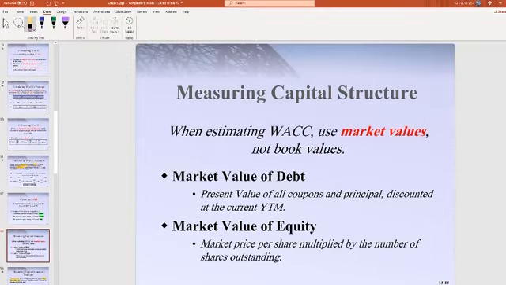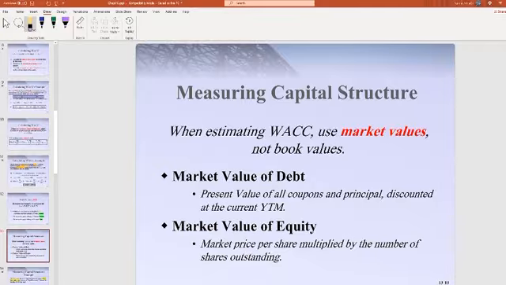Now again, I will talk about how to calculate the value of debt and equity. Remember, when we estimate WACC, we always need to use market value, not book value. So we need the market value of debt and the market value of equity, which we were using before in all our examples. How to calculate the market value of debt?